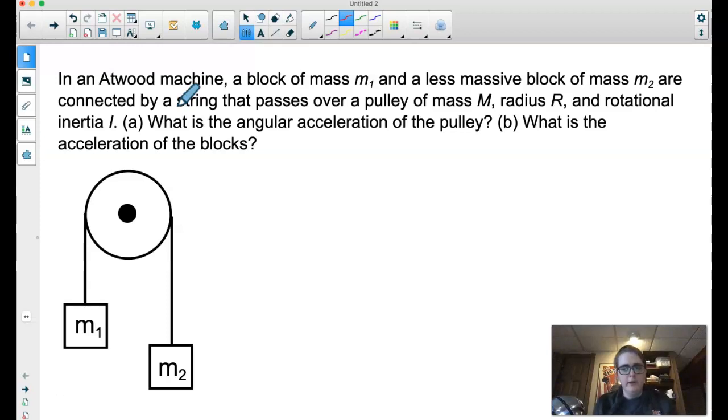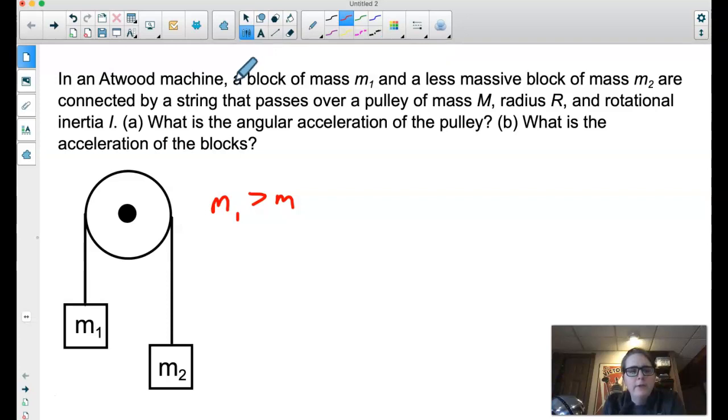In this video, I'm going to go through an example of doing a calculation with unbalanced torques. So I have a problem here. In an Atwood machine, a block of mass M1 and a less massive block of mass M2 are connected by a string. I'm going to make a note right away that M1 is greater than M2.